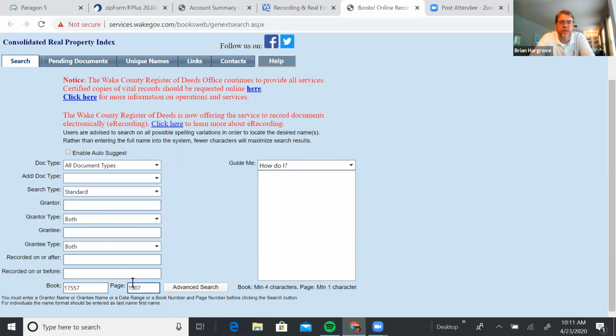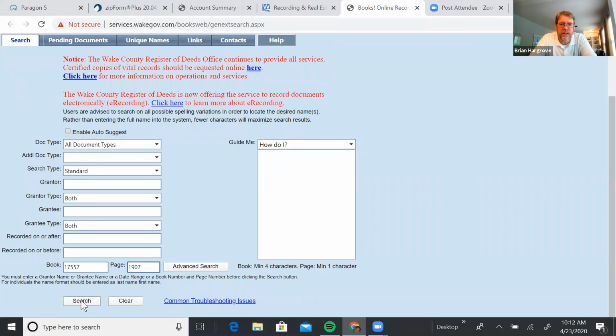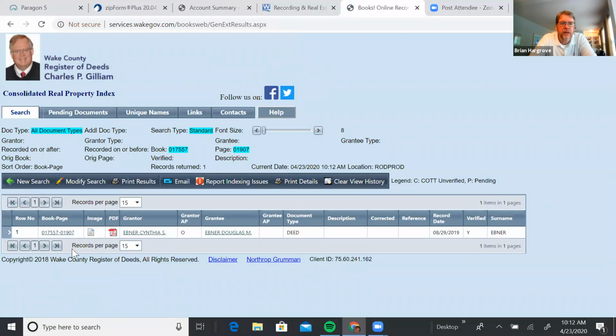And here's an important part. So now I put in the book and page for this property. Do not hit this advanced search because it just looks so inviting, like that's what you want to hit. That's going to start you over. So you need to scroll down to the search right underneath. So this search button right here, you hit search. And here's the PDF for the deed, right?